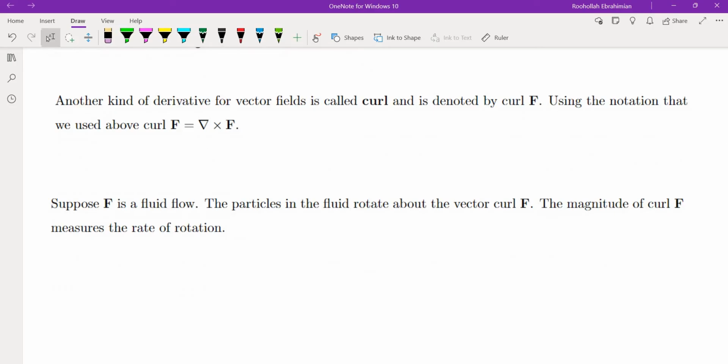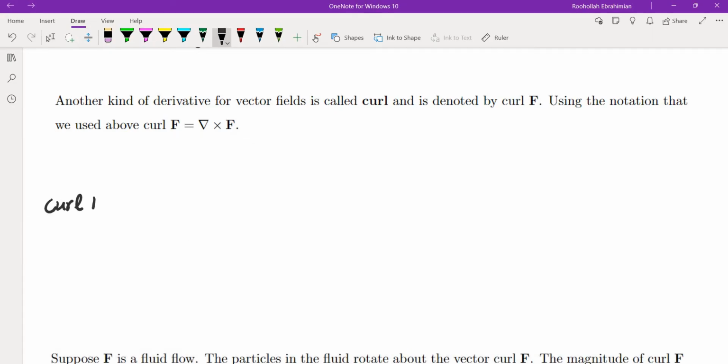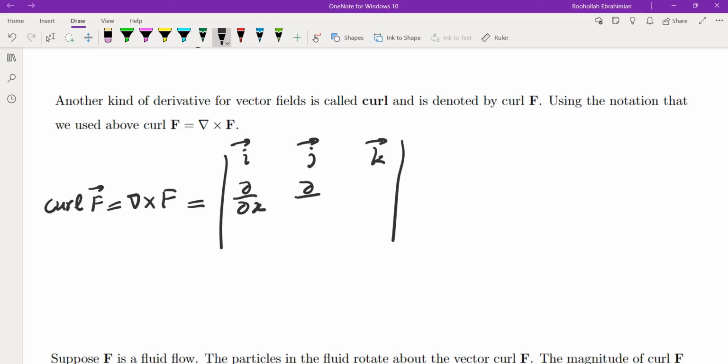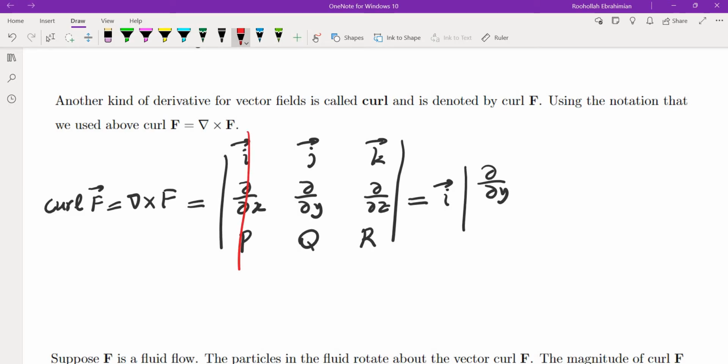Another kind of derivative is what we call the curl of a vector field. Using the notation that we just talked about, curl is the cross product. So let me give you the formula for curl. This is the cross product of nabla and f. In other words, you write i, j, k, then partial with respect to x, y, z, and then p, q, r. The first component is you multiply i by the remaining determinant. So you eliminate this column and this row, and you get partial with respect to y, partial with respect to z, q, r.